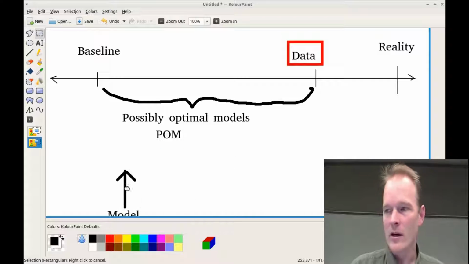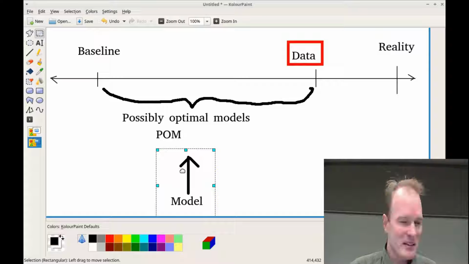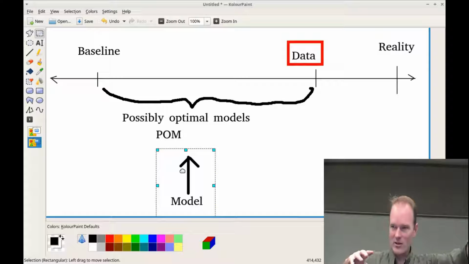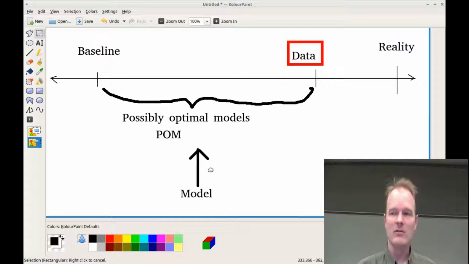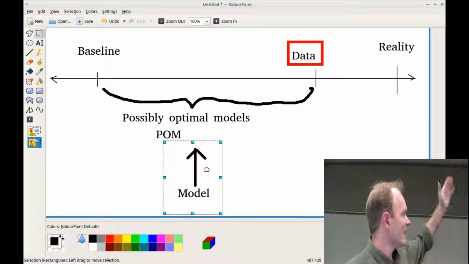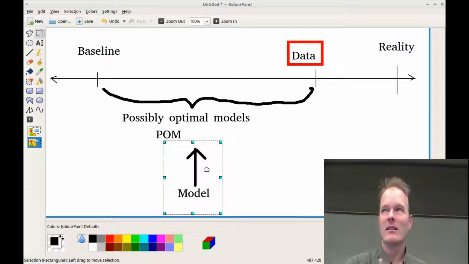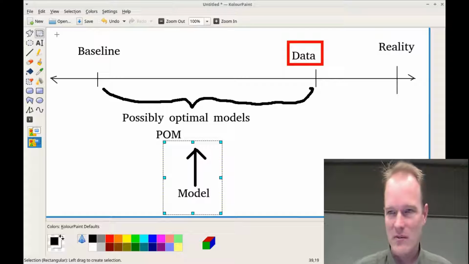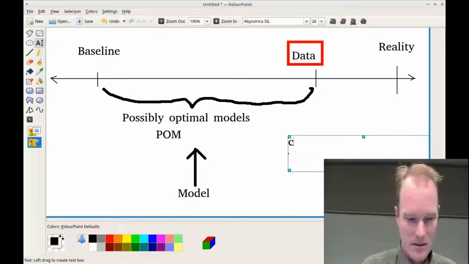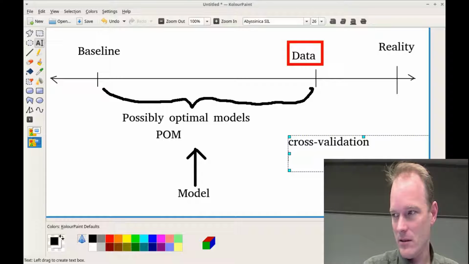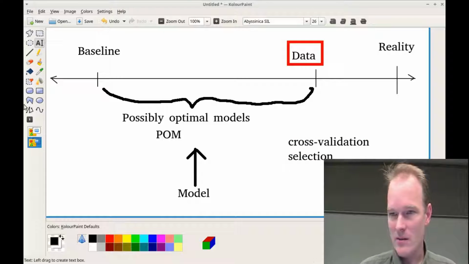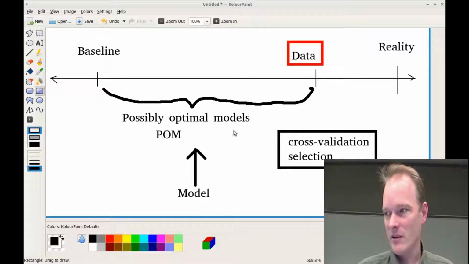So how do you know where the best model is? Basically, you take your data, you divide it into two parts, you train on one part of it, and then you adjust your simplicity parameter, then you test on the other part, and then you repeat this process 1,000 times, and whichever simplicity level produces the best accuracy, that one we say is the best. So this is called cross-validation selection.